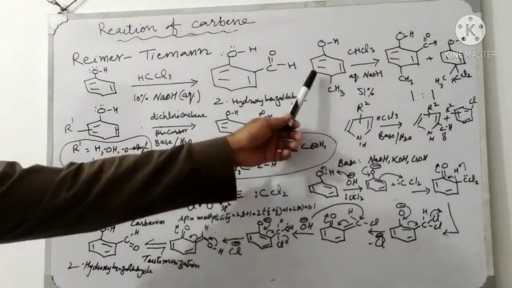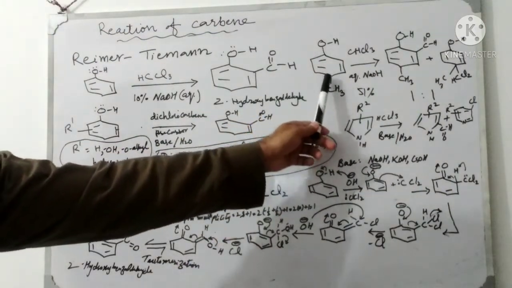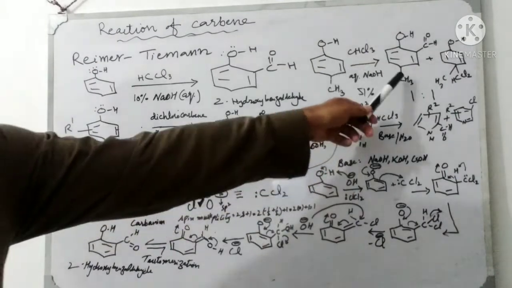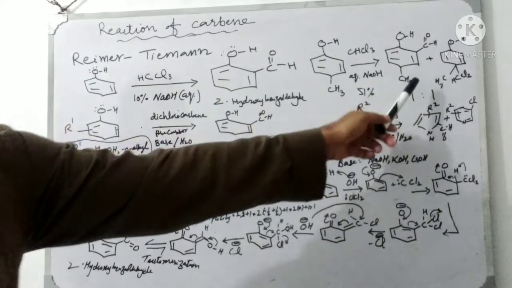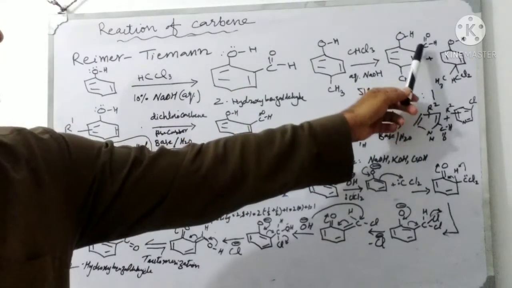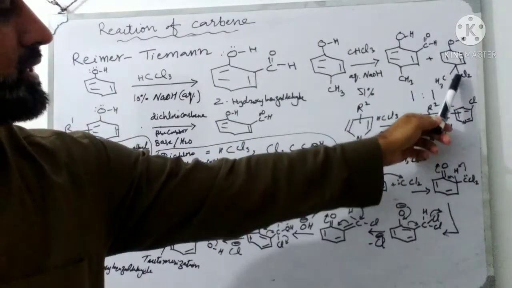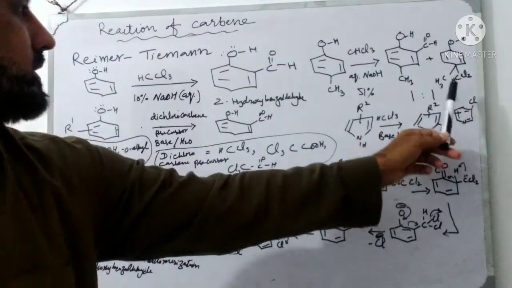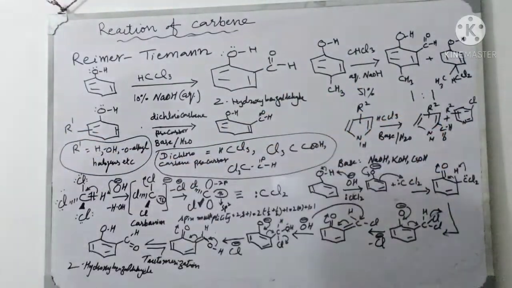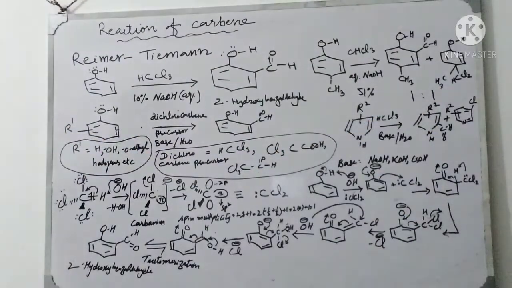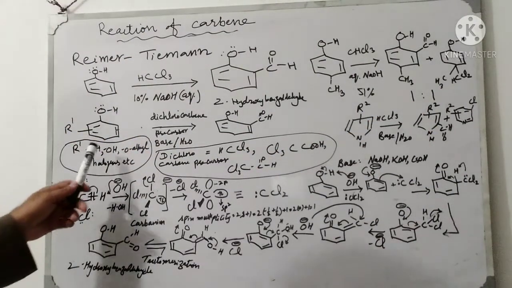So this is the substituted phenol. It is substituted at the 4th position, the para position, with a methyl group. This gives the formylated product as well as this product of the abnormal Reimer-Tiemann reaction. They are formed in almost 50-50%, or a 1:1 ratio, of these two products. So this is the general form of the Reimer-Tiemann reaction.